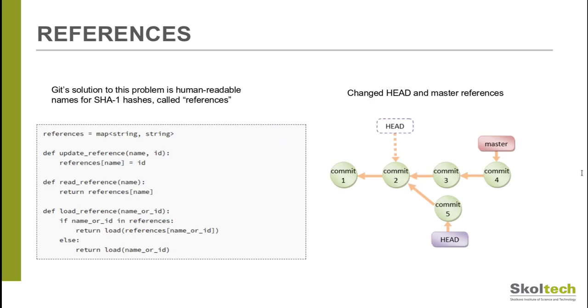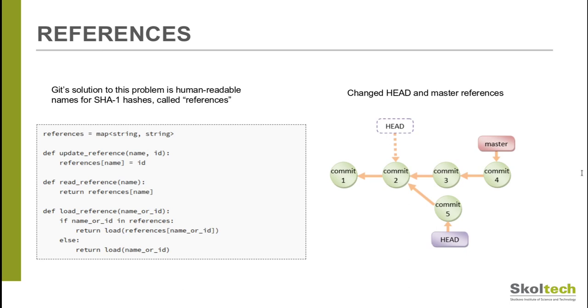Let's talk about references. Now all snapshots can be identified by their hash. That's inconvenient because humans aren't good at remembering strings of 40 hexadecimal characters. Git's solution to this problem is human-readable names for hashes, called references. References are pointers to commits. Unlike objects, which are immutable, references are mutable. That means they can be updated to point to a new commit.